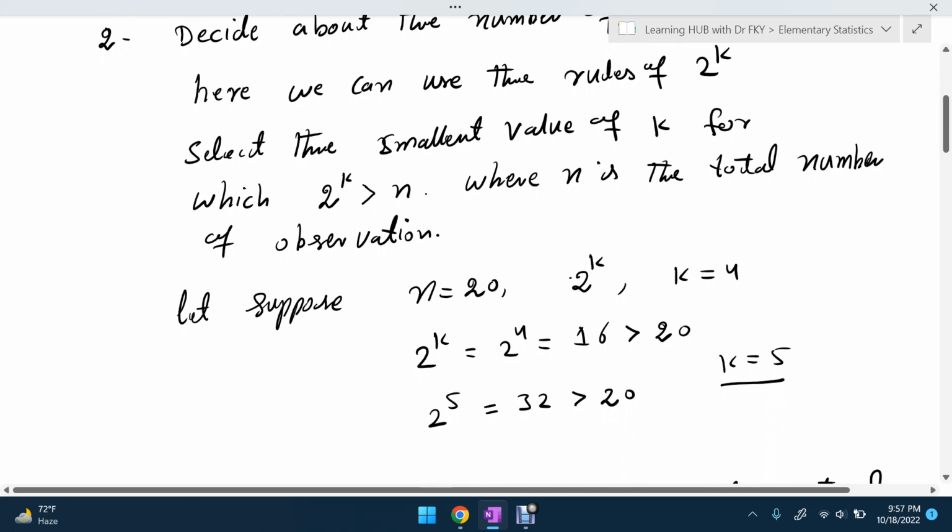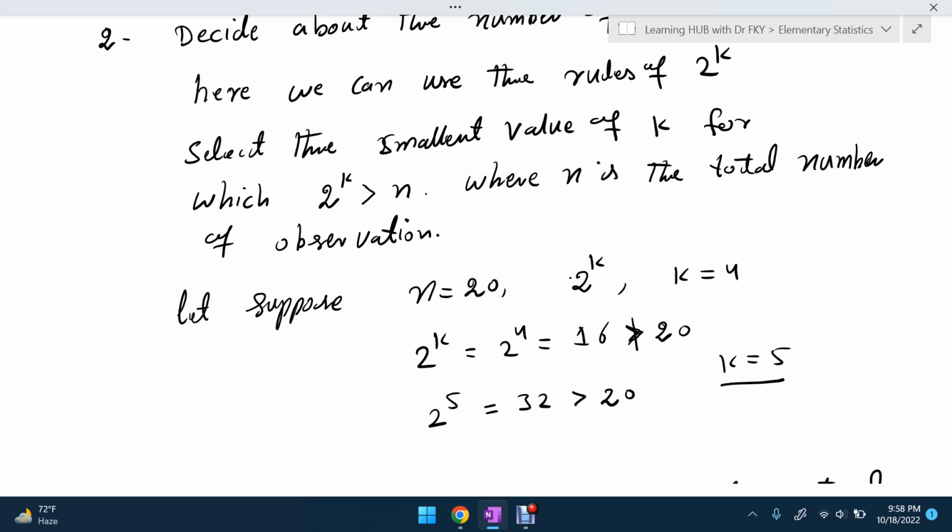I have a small example. N is equal to 20. This means that we need to find a value of k which gives a value greater than 20 according to this rule. Let's suppose k equal to 4. Then 2 power 4 is equal to 16, which is not greater than 20. So k equal to 4 is not the number of intervals for this specific data.